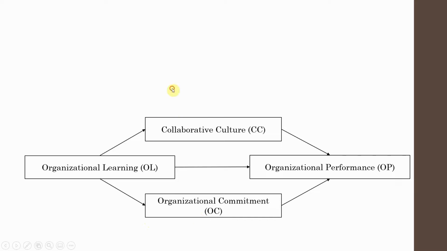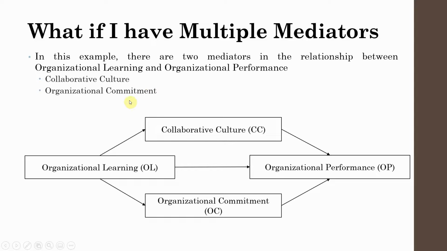Now, let's assume this is our model that we want to examine. We've got one IV, organizational learning, abbreviated as OL, collaborative culture as CC, organizational commitment as OC, and organizational performance as OP. Now, there is one IV, one DV, and two mediators. Now, how do you run this model in AMOS?